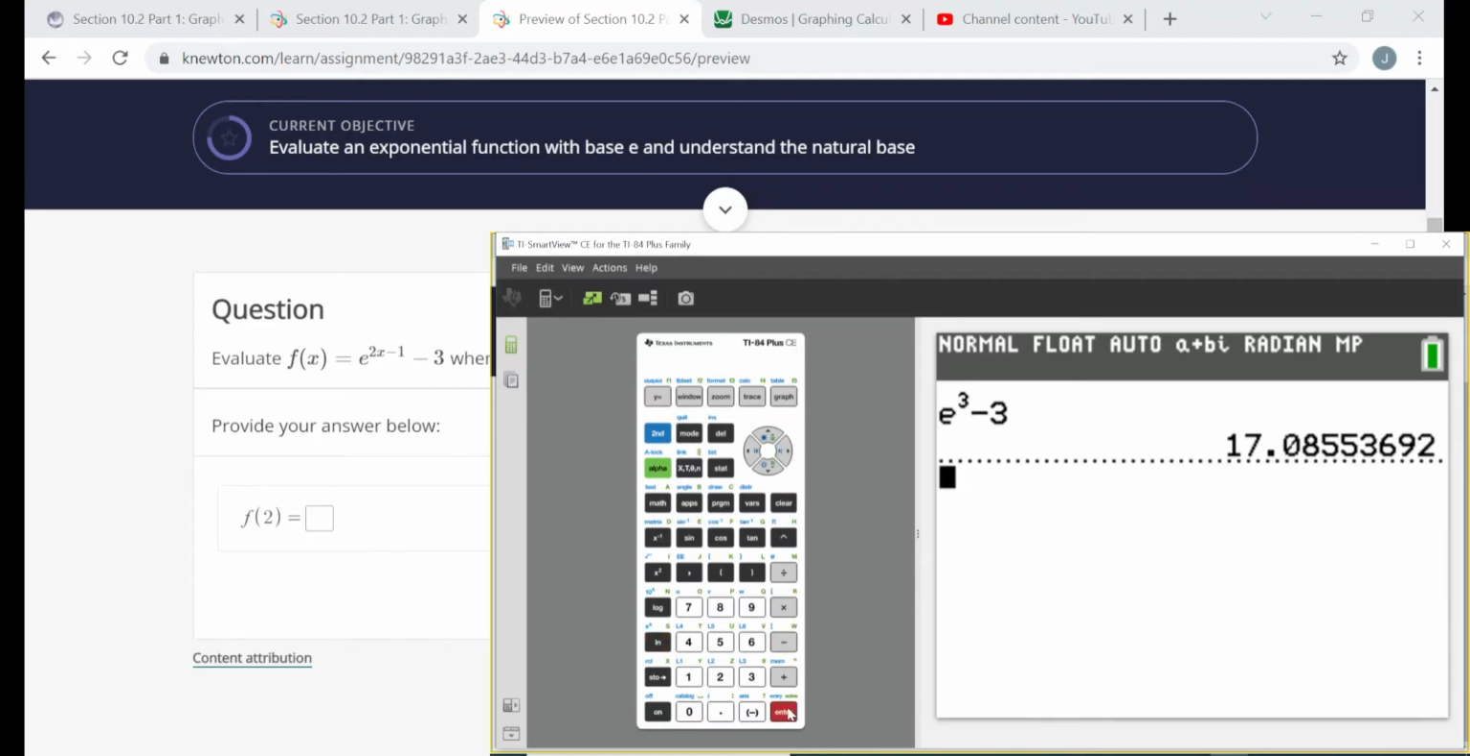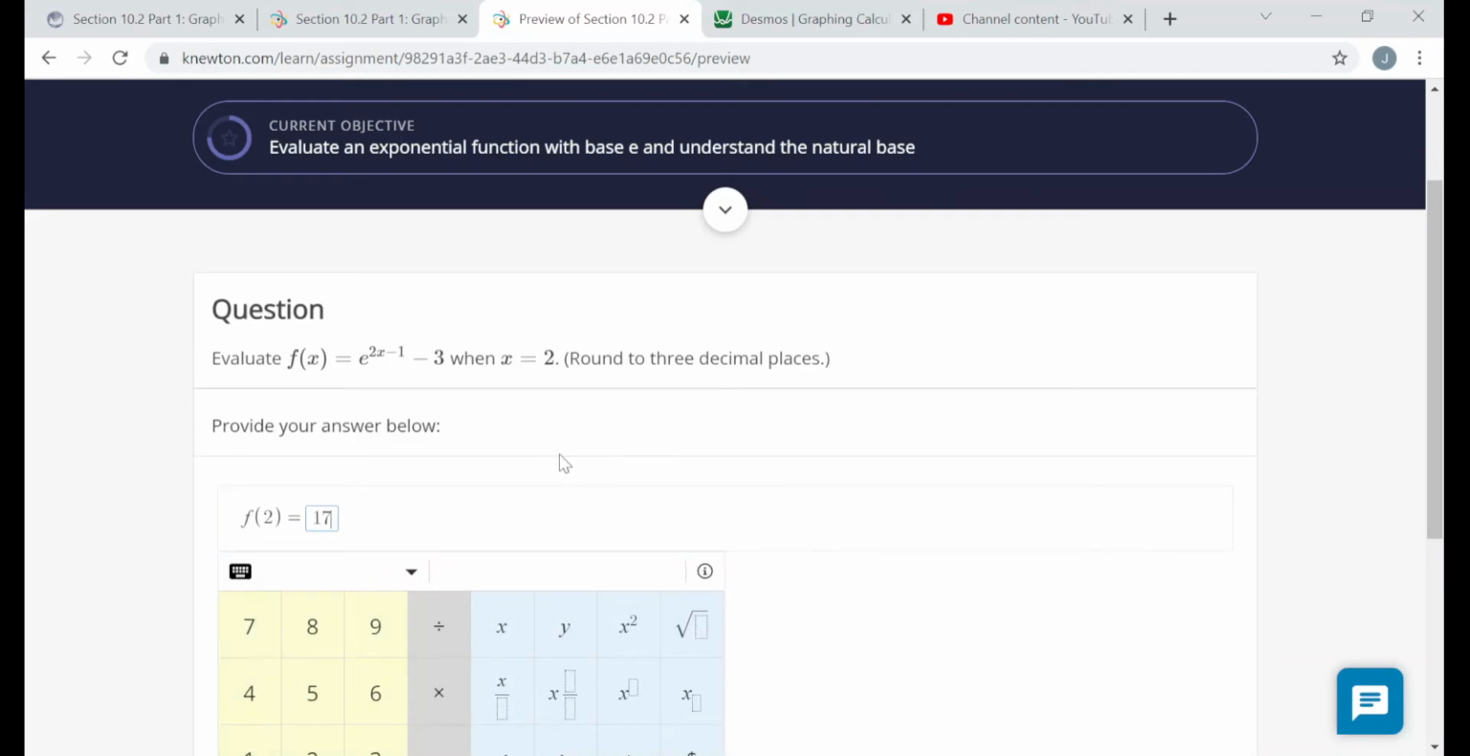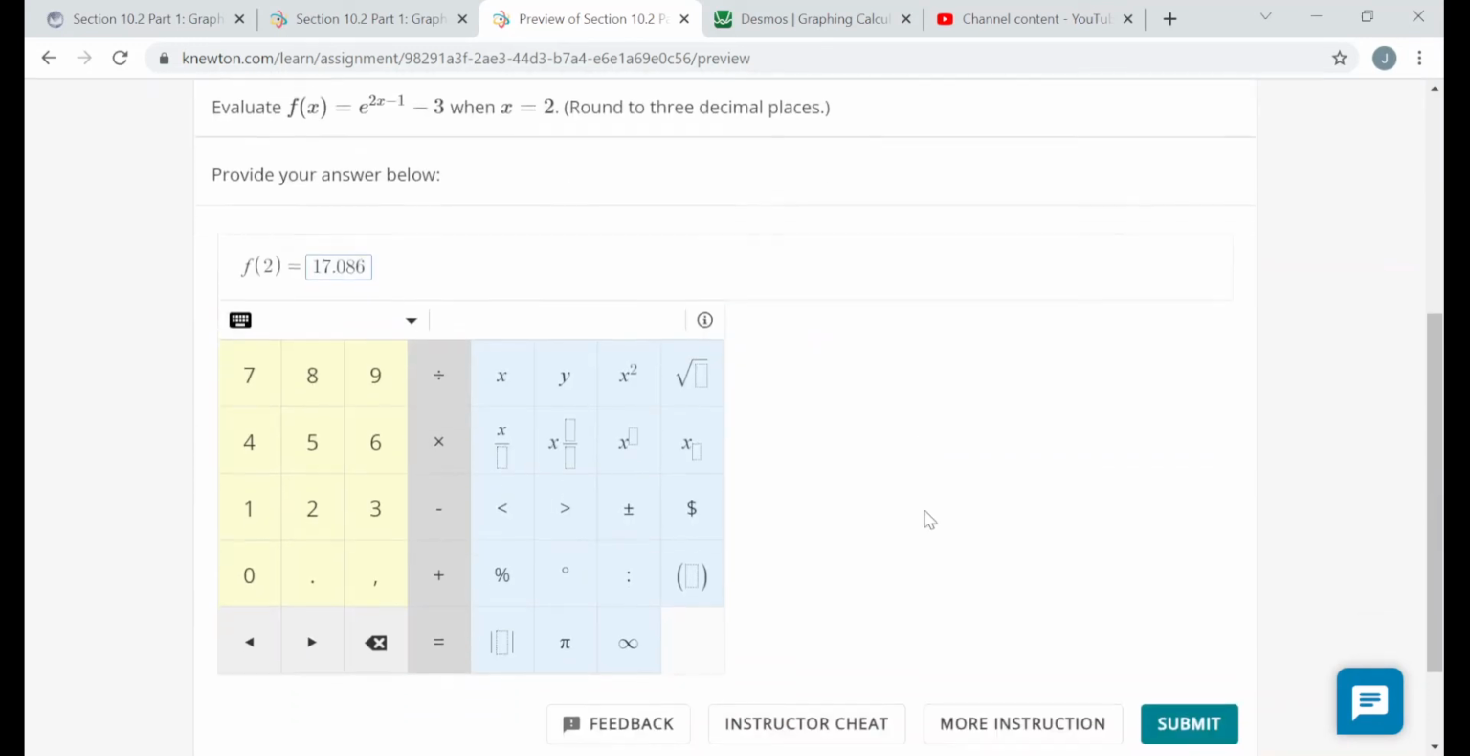Right, and then to 3 decimal places, 17.085, but then the 4th decimal place is a 5 or higher, so I'm going to bump up the 3rd decimal place by 1. So 17.086, right? 17.086. So back in the assignment, f of 2 is approximately 17.086. Okay, and that should be it.